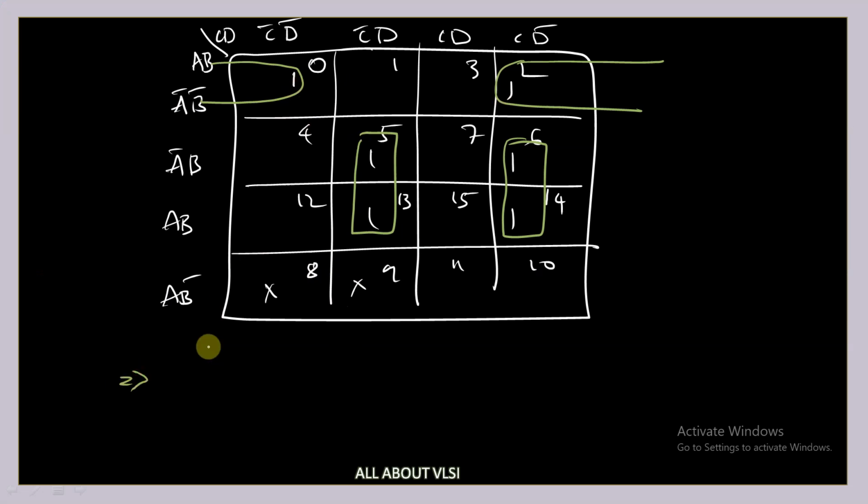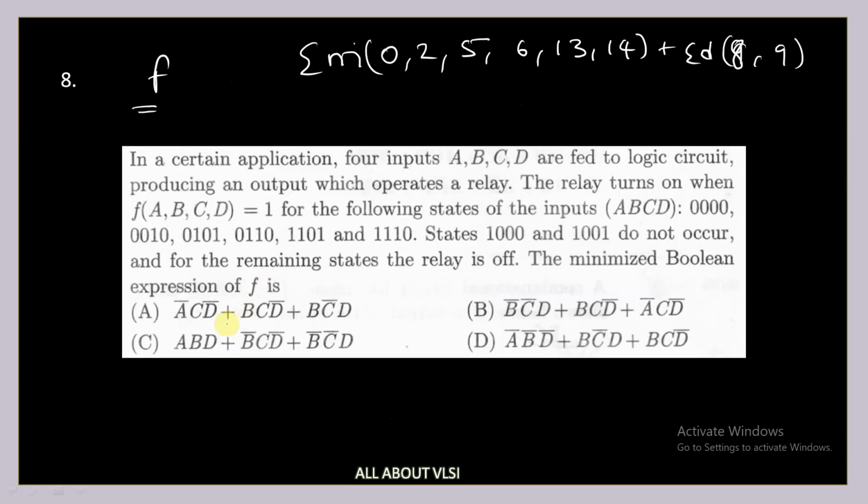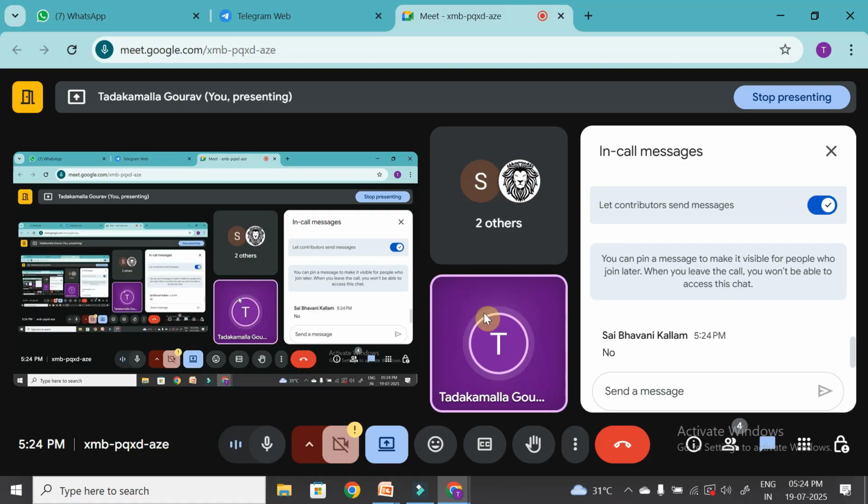So what is the common term here? A bar, B bar, D bar, plus B, C bar, D, plus B, C, D bar. What is the option you're getting? Option B, exactly. So is it clear for everyone? Any doubts or any queries?